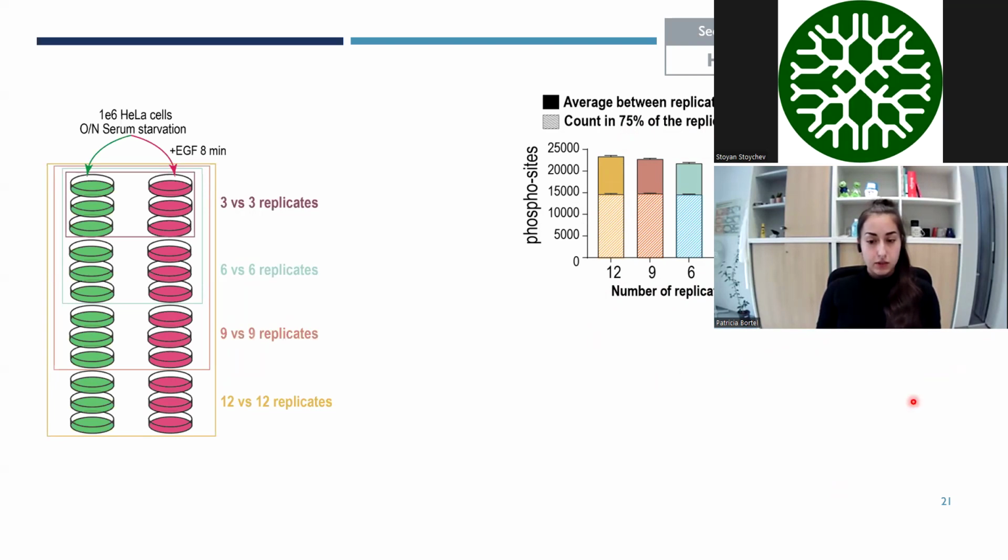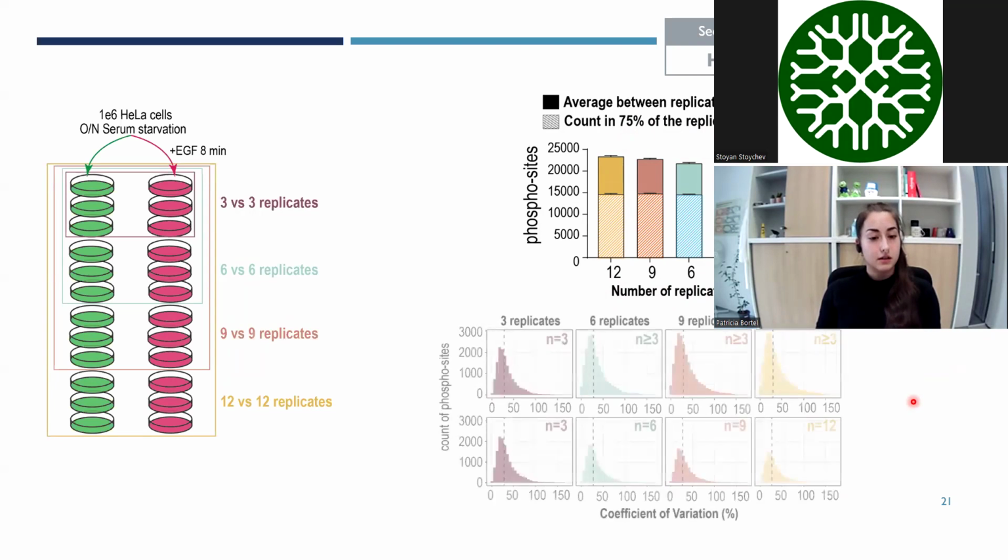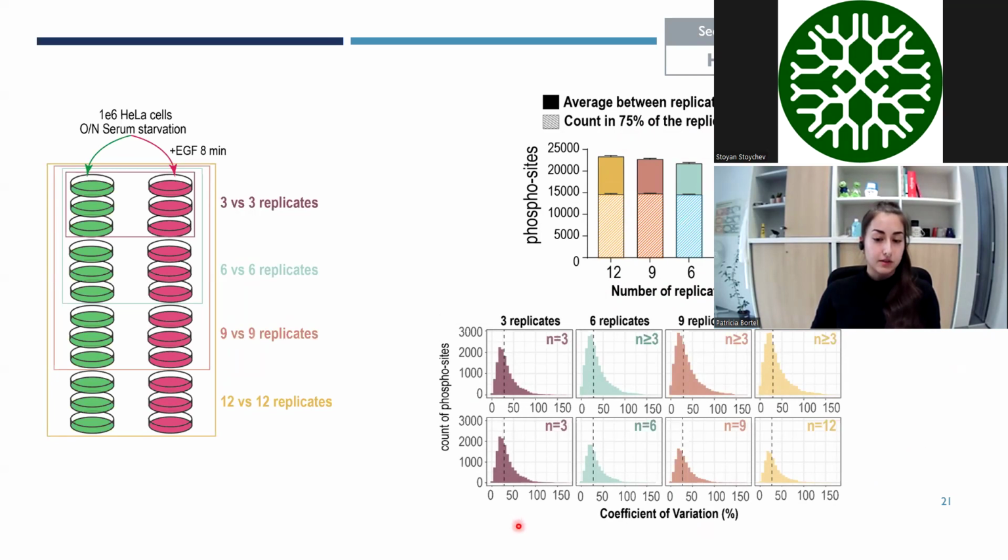Following this, we also calculated the CVs between the replicates. And we were happy to see that independent of the number of replicates, the CVs didn't increase here. So this actually showed us that our full workflow from cell culture over phosphopeptide prep to MS acquisition and analysis is consistent across all replicates, since introducing more replicates here did not increase the CVs.